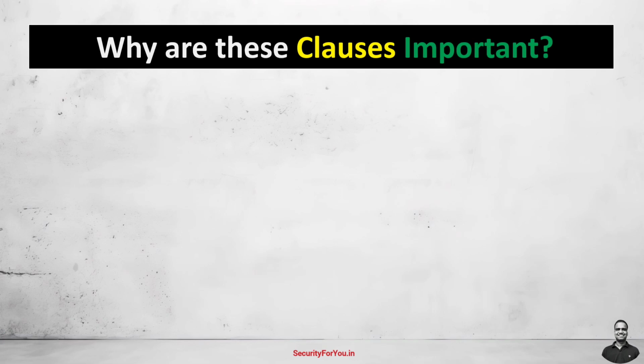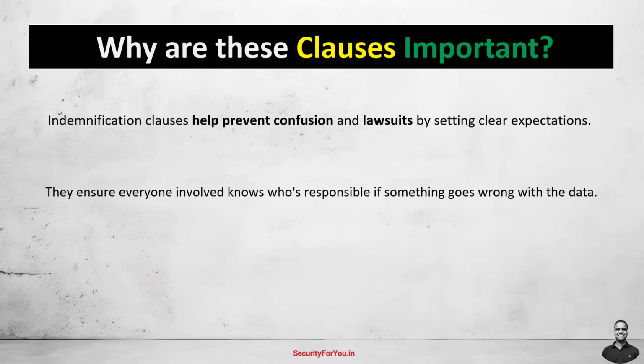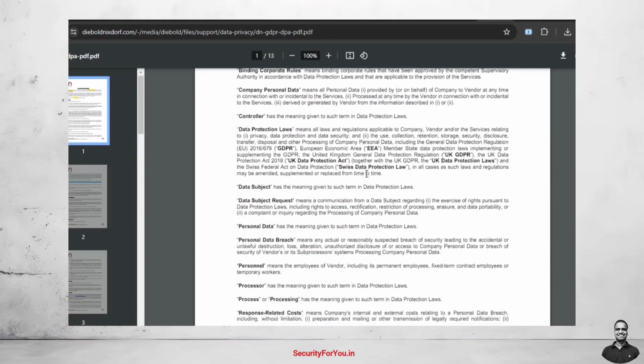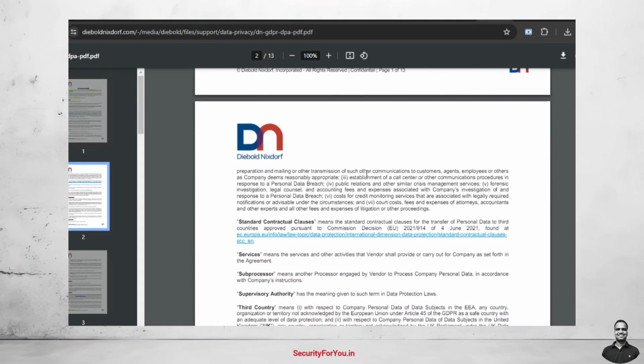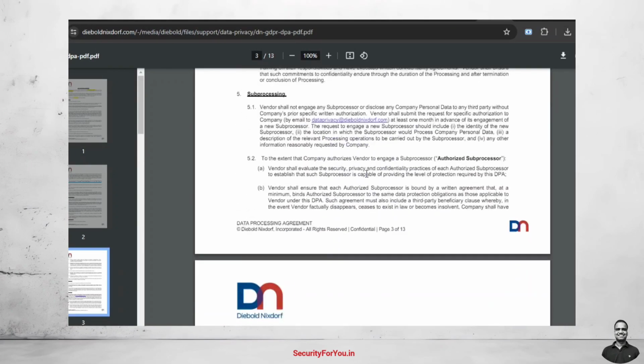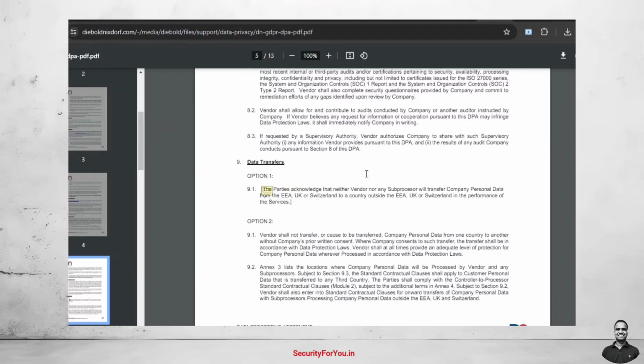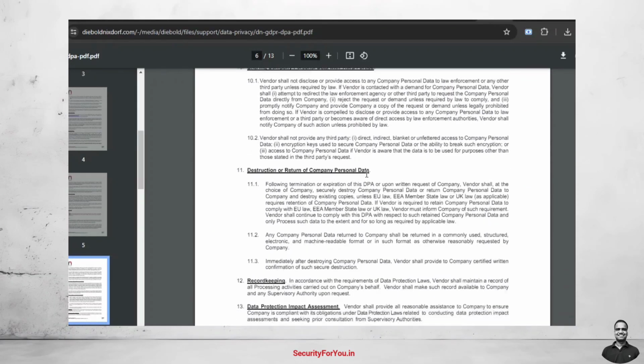So why are these clauses important? Indemnification clauses help prevent confusion and lawsuits by setting clear expectations. They ensure everyone involved knows who is responsible if something goes wrong with the data, right? So next time, if you come across an indemnification clause, don't skip it. It might seem complicated, but it's a crucial part of protecting yourself and others when dealing with sensitive information.